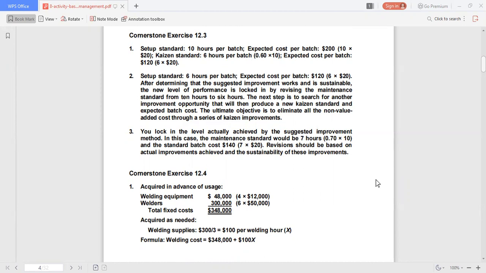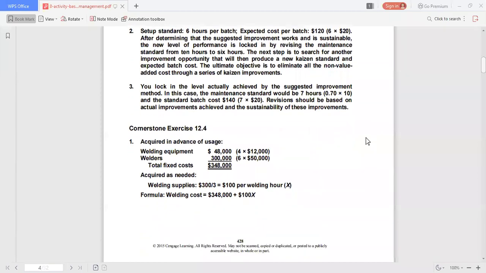What criteria would you logically expect to be met before maintenance standards and costs are modified? So you lock in the level actually achieved by the suggested improvement. This time, it's 7 hours. So, the batch cost is 140. Revisions should be based on actual improvements achieved and the sustainability of these improvements.